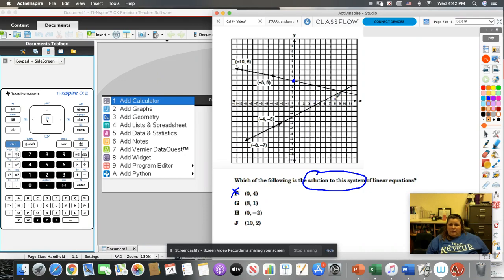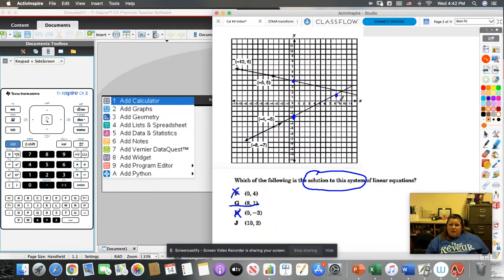8 and 1. That's pretty close to an intersecting point. From the looks of it, it doesn't look like it, but that one is close, so we can't rule it out completely. 0 and -3. We can definitely rule that one out. They're not intersecting at that point. It intersects the y-axis. Those are the y-intercepts, but it's not the point where they cross.